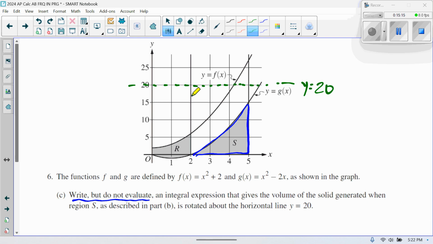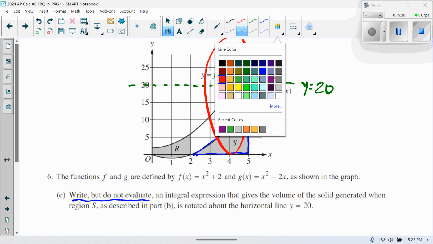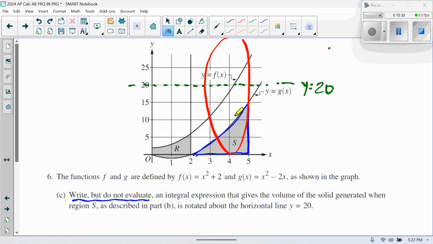Okay? So, I'm going to rotate this, which means two things. One, from the bottom here, I'm going to have this big circle that comes around. And then from here, I'll do this in purple, we're going to have an inner circle. Okay, so we have circles.